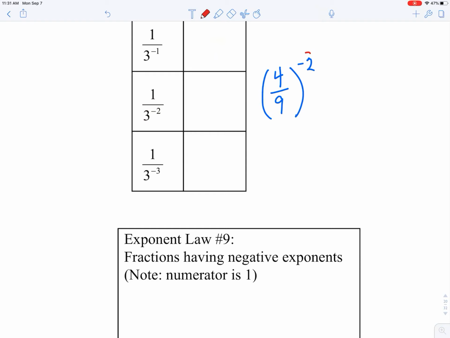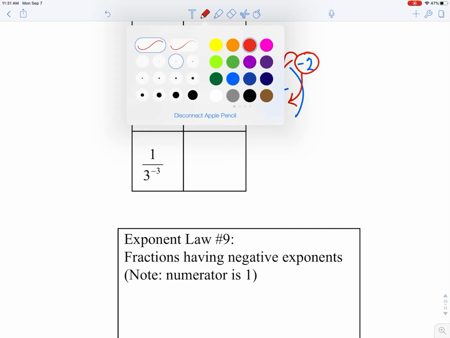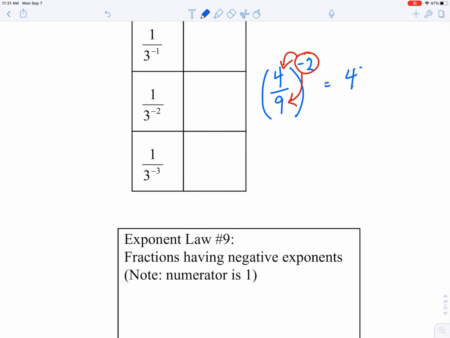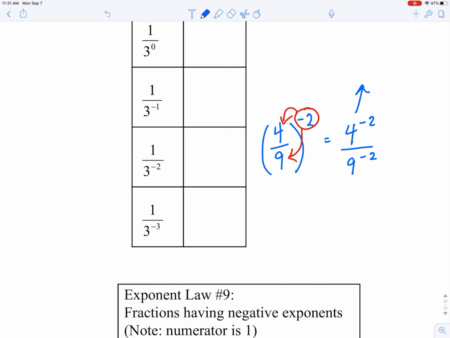Here's how I want you to think about it. That -2 is going to apply to the top and the bottom. So that would mean it's the same as 4 to the -2 over 9 to the -2. So we know that 4 to the -2 is going to equal 1 over 4 squared. It was up top, because that's really over a ghosty 1, right? It was up top and it went down to the bottom.